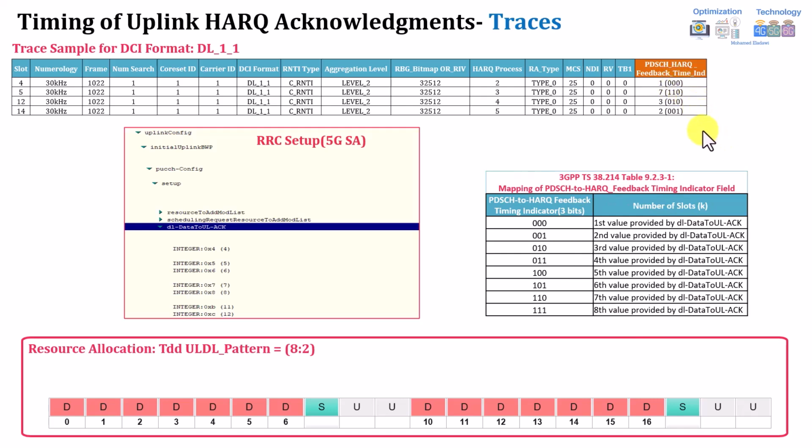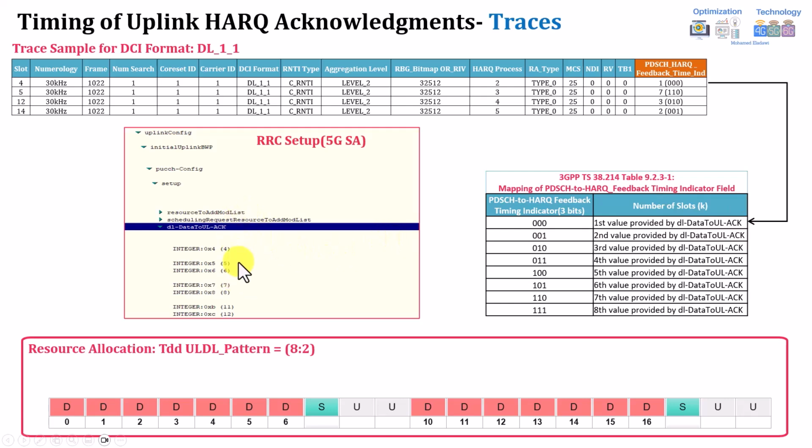What he will do, he will first map this information to the 3GPP table. And you can see that the 3GPP table defines this from the first value till 8. So it has 8 values here. So it's telling him that 3 zeros will be the first value provided by the downlink data to uplink acknowledgement parameter. For example, as I mentioned, this parameter will be delivered in the RRC.